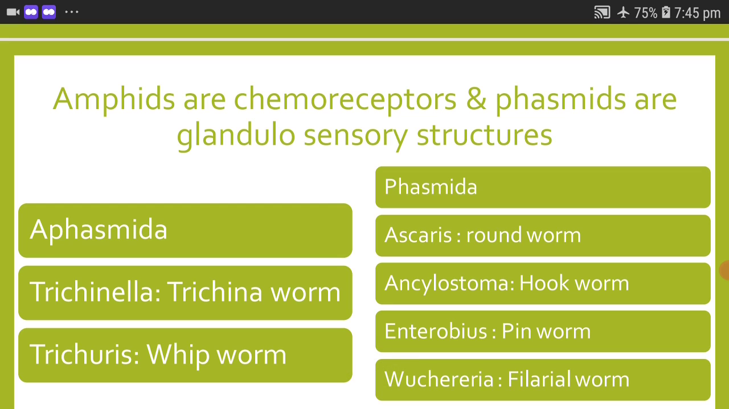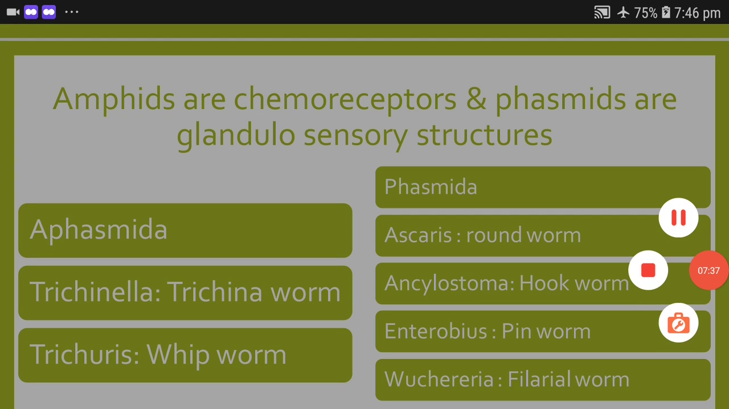Amphids are chemoreceptors, as I already told, and phasmids are glandulosensory structures. And here I give the examples of Aphasmida, namely Trichinella, which is also called trichina worm, and Trichuris, which is also called whipworm. And under Phasmida, many common parasites are included: Ascaris lumbricoides, which is the common roundworm, Ancylostoma duodenale, which is called hookworm, Enterobius vermicularis, which is also called pinworm, and Wuchereria bancrofti, which is called filarial worm. So this is about the general characters and the classification of Nemathelminthes or Aschelminthes.